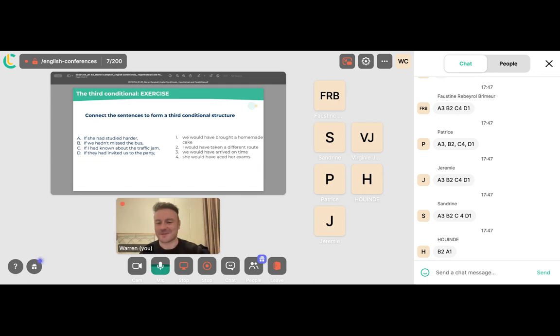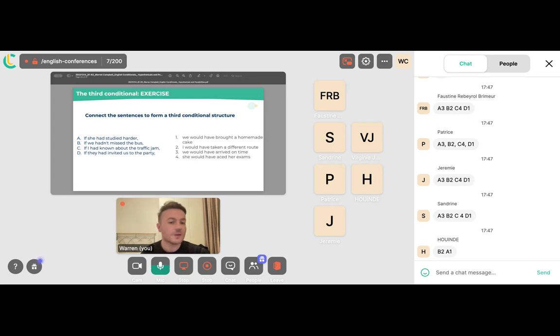Last exercise. Okay, let's do this. So we are going to, once again, do a matching activity, matching what's on the left to what's on the right to form a correct third conditional structure. We can see on the left here: if she had studied harder, if we hadn't missed the bus, if I had known about the traffic jam, if they had invited us to the party.